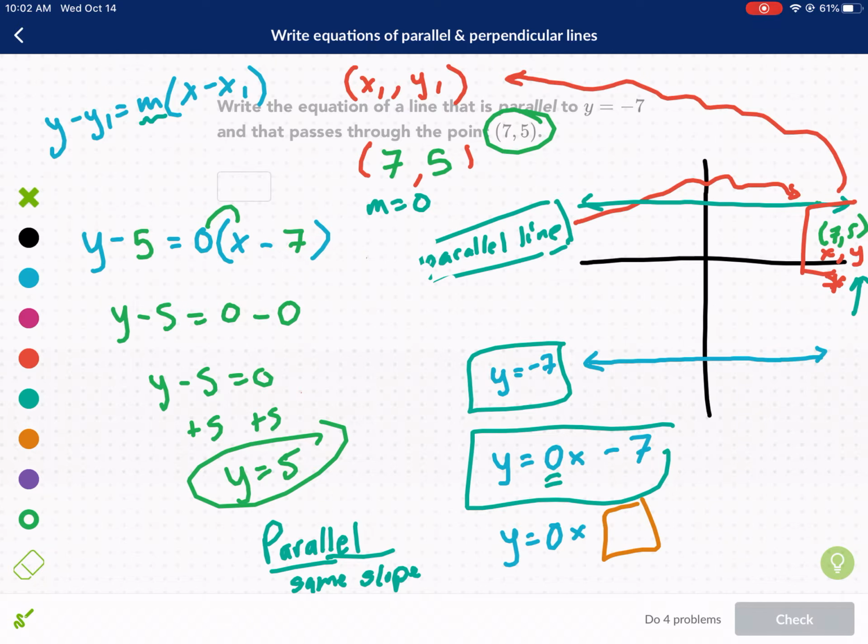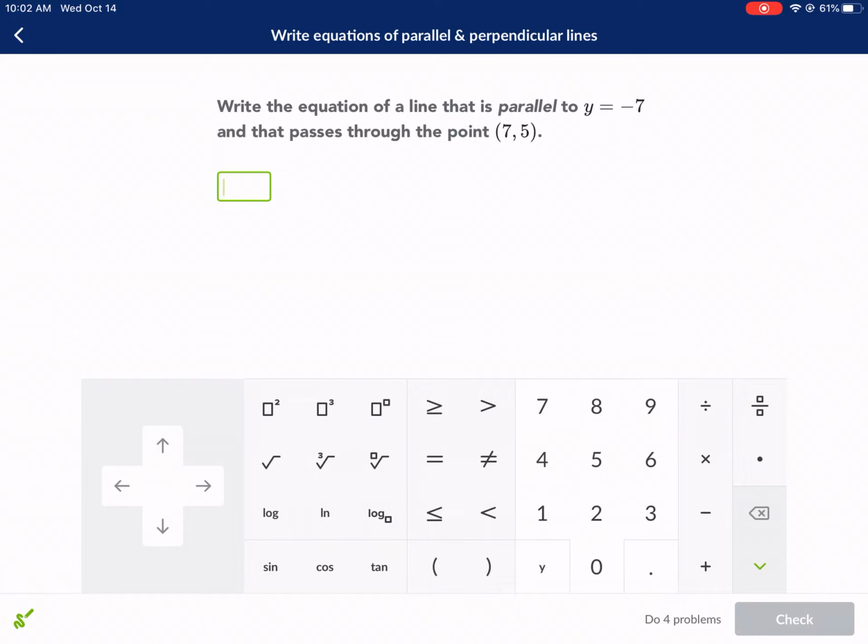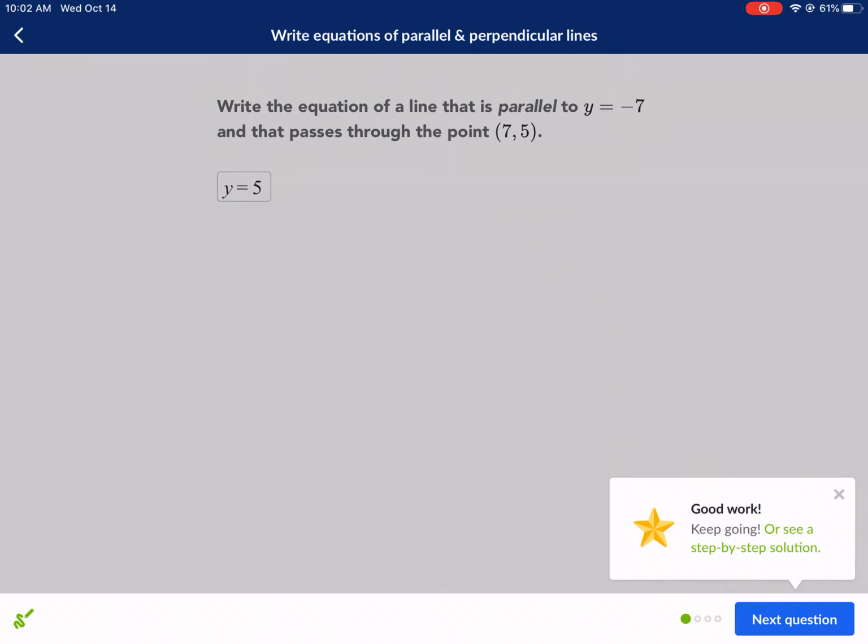This way, in my opinion, is easier because it works for a wider variety of problems. A lot of my students in the past struggle when they have to plug x and y into slope-intercept form, and my experience has been that they just find point slope a little bit easier. But suit yourself. I'm going to show point slope from now on to show you how easy it is, but you can use whatever form you want. So y equals 5. Check it out. Here we go, next question.